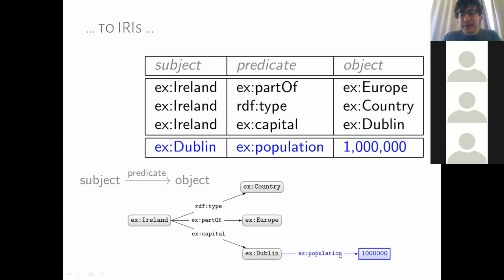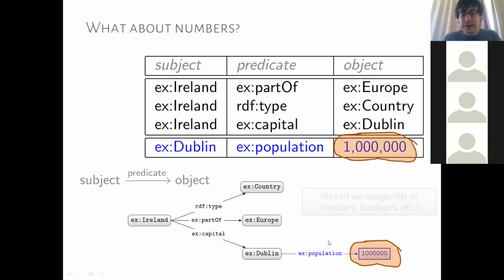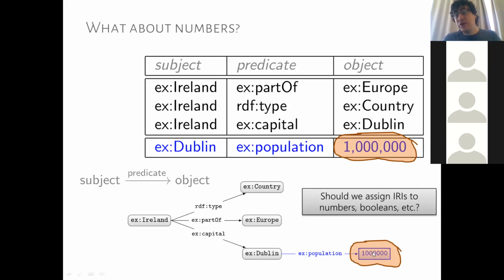So what about the population here? We didn't assign an IRI to the number. So is it a good idea to assign, should we assign web identifiers to numbers and Booleans and so forth? You could, right? You could potentially assign an IRI for every natural number. It would create a lot of IRIs, but you could do that. But it would lead to quite a mess.